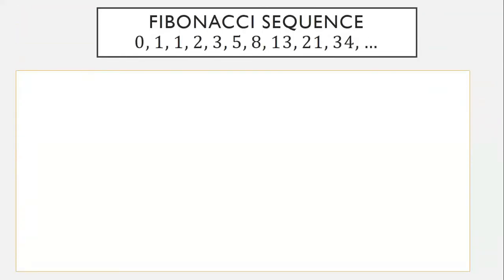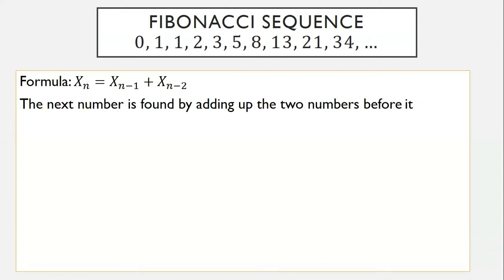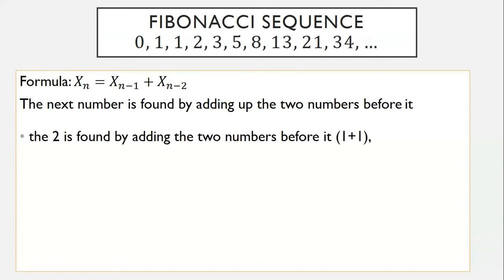The Fibonacci sequence has this formula: x sub n equals x sub n minus 1 plus x sub n minus 2, which means that the next number is found by adding up the two numbers before it. The 2 is found by adding the two numbers before it, which is 1 and 1. So 1 plus 1 gives 2.